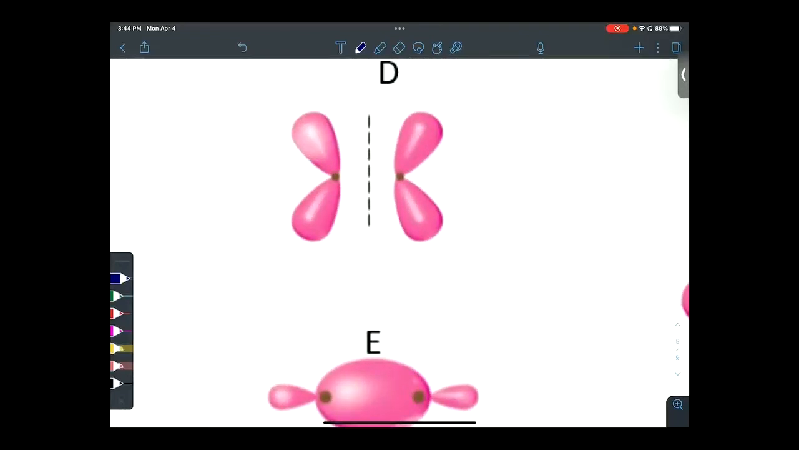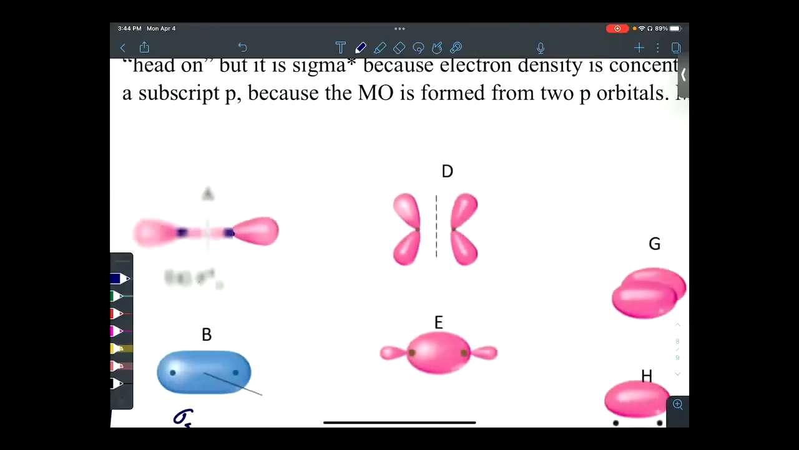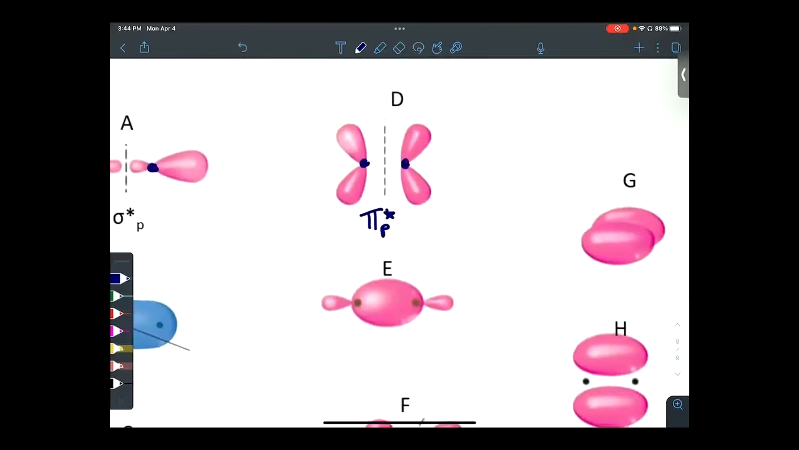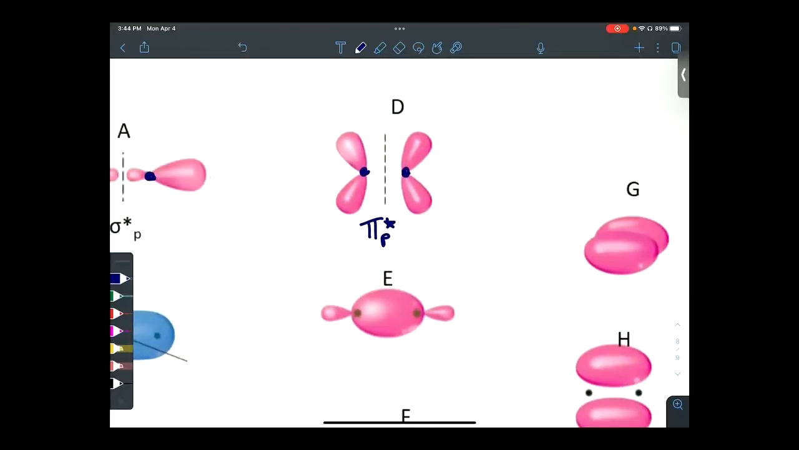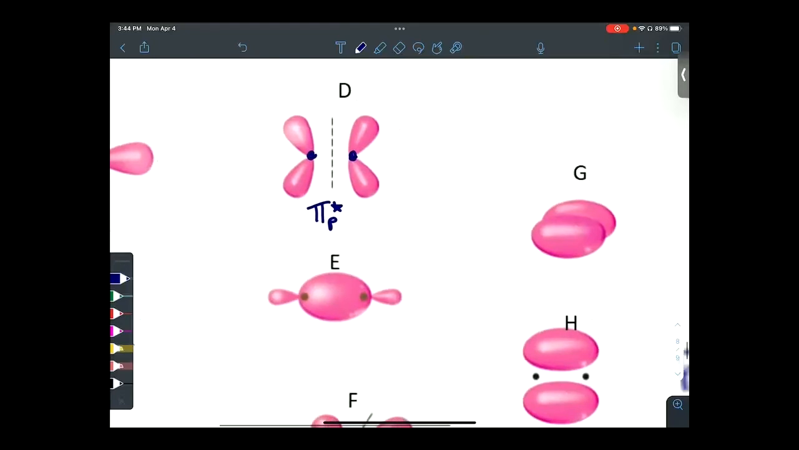Pi. Is it bonding or anti-bonding? Yes, so it's pi star. And then one little bit more piece of information here, subscript P. Can we have a pi subscript S? Never, ever, never. Only unhybridized p orbitals can do pi stuff. All right, so let's locate D. D is a pi star subscript P.